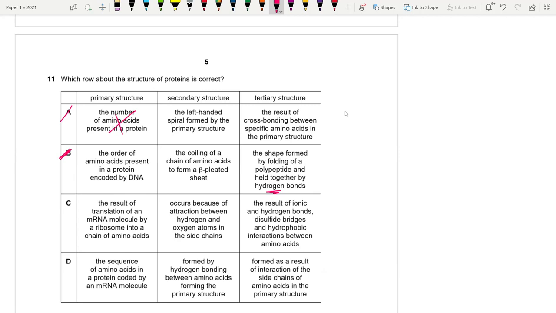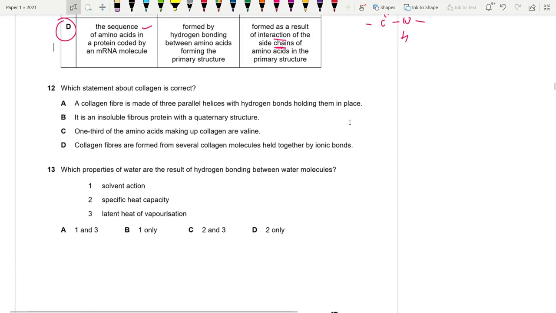The result of translation of an mRNA molecule by a ribosome into a chain of amino acids occurs between attraction between hydrogen and oxygen atoms in side chains. It's not from the side chains. Side chains refer to tertiary structures only. Okay, so not C. The sequence of amino acids, true, formed by hydrogen bonding between amino acids forming the primary structure. This is true, not the side chains. The CONH from the amino acids formed as a result of interaction of side chains. Tertiary goes with side chains, right? 11 is D, right? 12. Which statement about collagen is correct? A collagen fiber is made of 3 parallel helices with hydrogen bonds holding them in place.